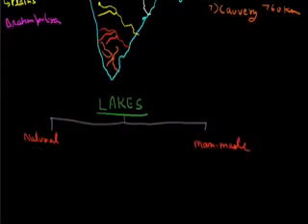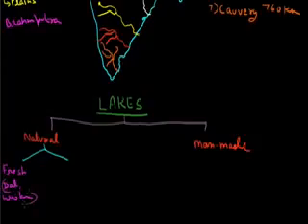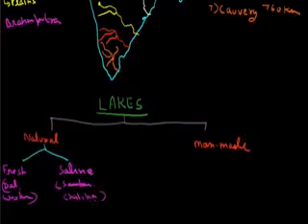Again, we can divide natural lakes into two parts: those with fresh water, like Dal and Wular, which are examples of freshwater natural lakes. The second is saline lakes, where the water is salty. Examples of this type are Sambhar and Didwana in Rajasthan, and Chilika Lake in Orissa.